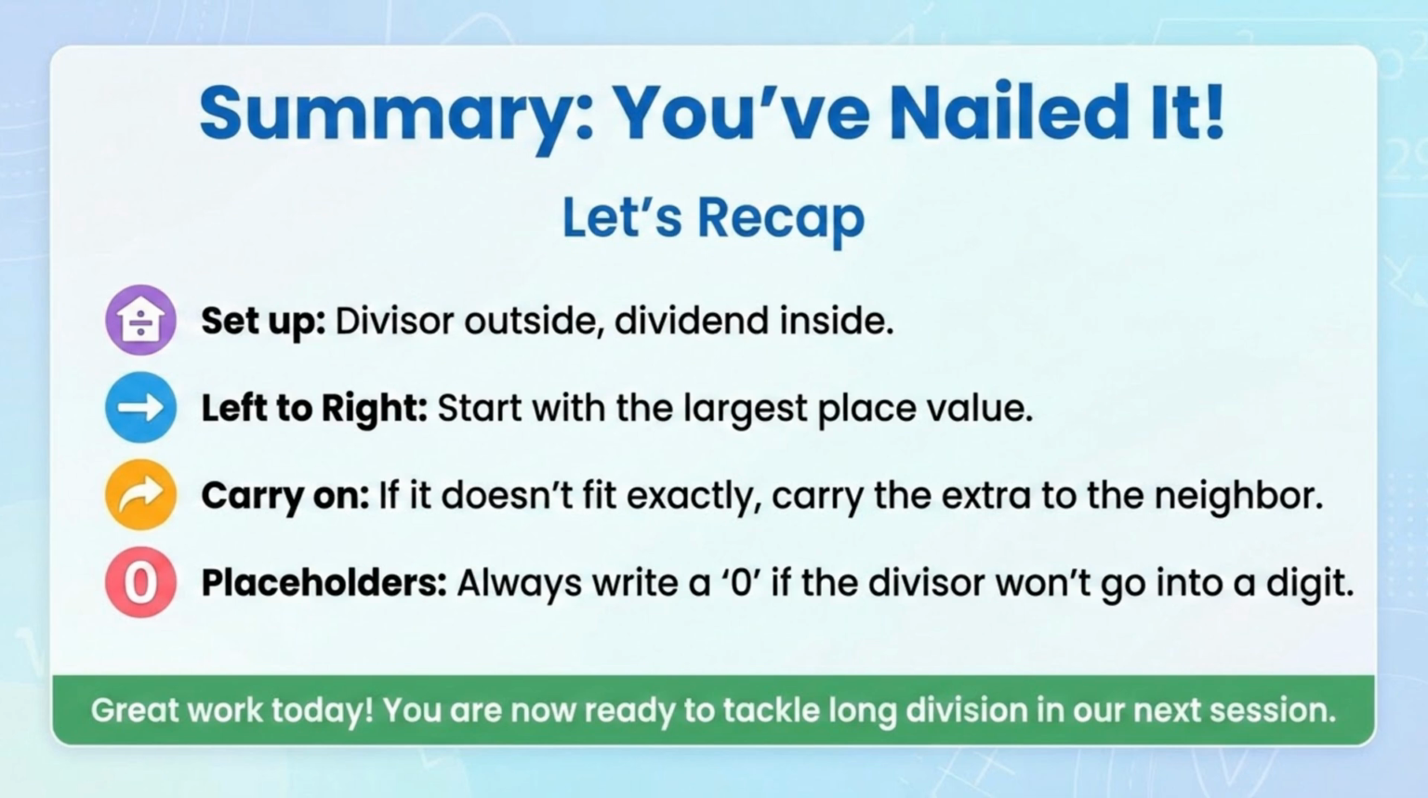To recap, set up with the divisor outside and dividend inside, work left to right, carry on any extra to the neighbor, and always use a 0 placeholder if the divisor won't go into a digit.